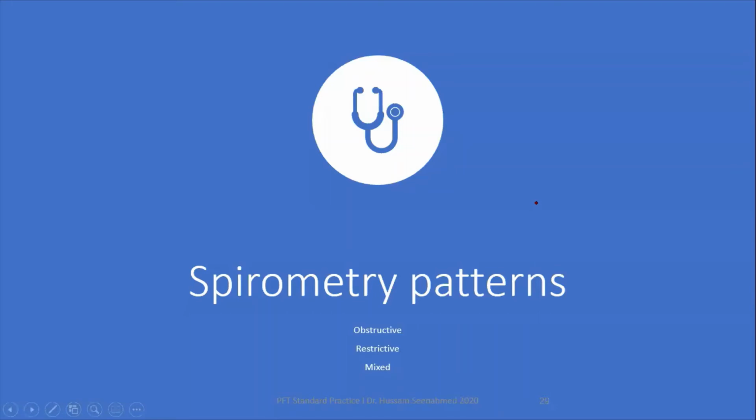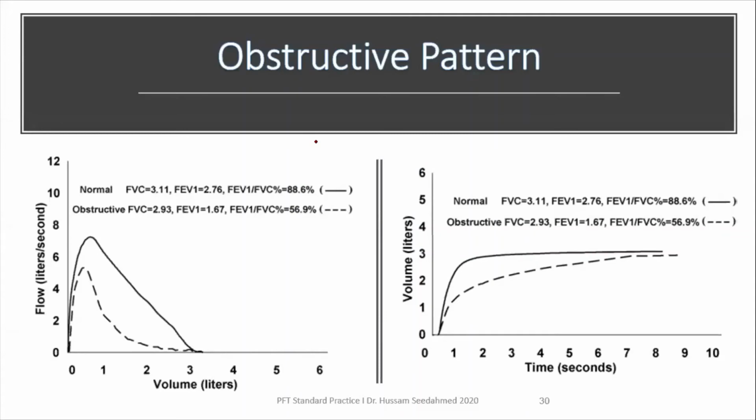Now let's continue on the third section, that is the pattern. So far, let me check the Q&A. There are no questions for the previous part. Okay, now let's talk about the patterns. Generally, there are 3 patterns for spirometry: either obstructive, restrictive, or mixed.